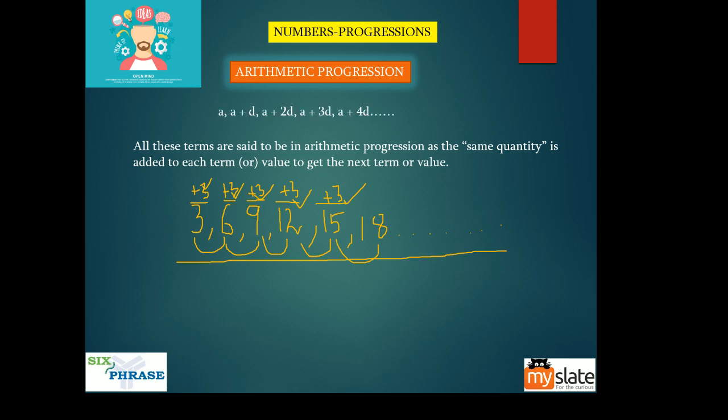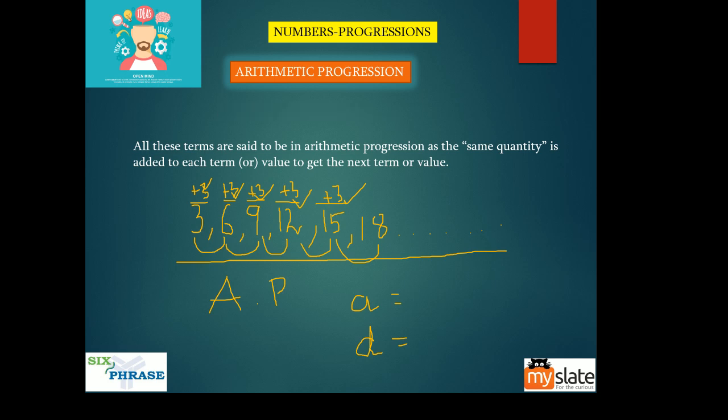For each of the consecutive terms that you take, the difference is always constant. This is called arithmetic progression. So this type of series is what we call arithmetic progression. Here there are a couple of variables that you must know, A and D. I'll tell you what A is and what D is.